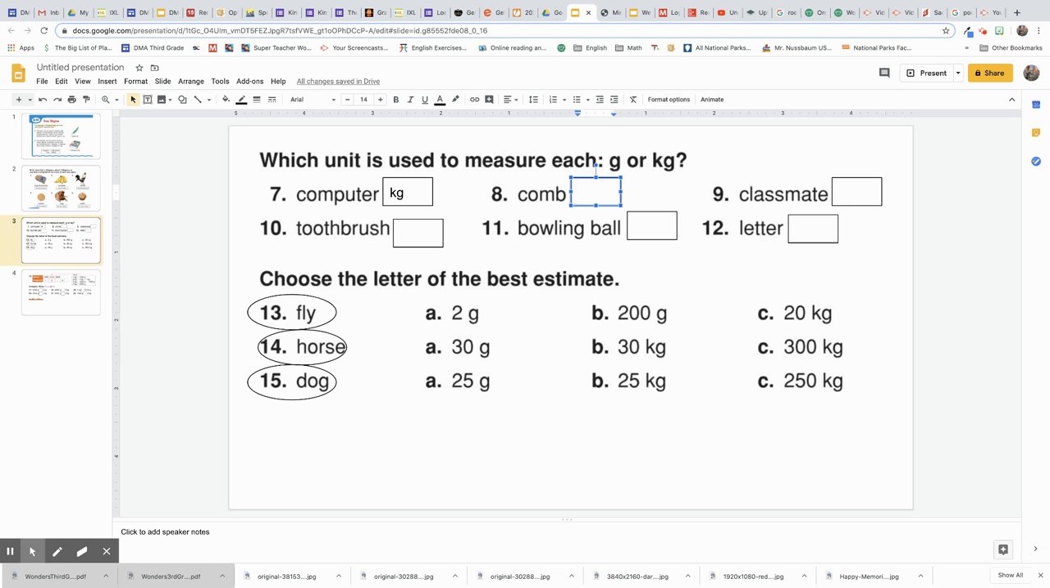Now, what about a comb? Think about your comb you comb your hair with. I don't think you have a comb that weighs as much as your math book, so I would say gram would go there. Now, what about a classmate?